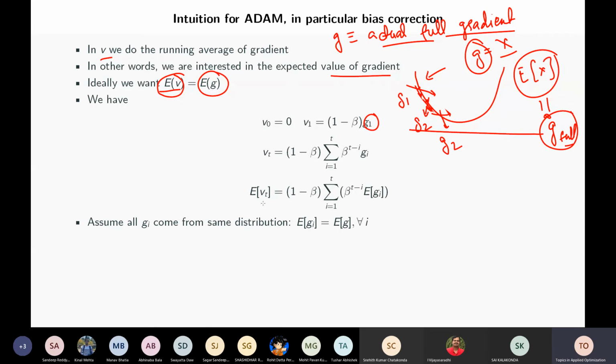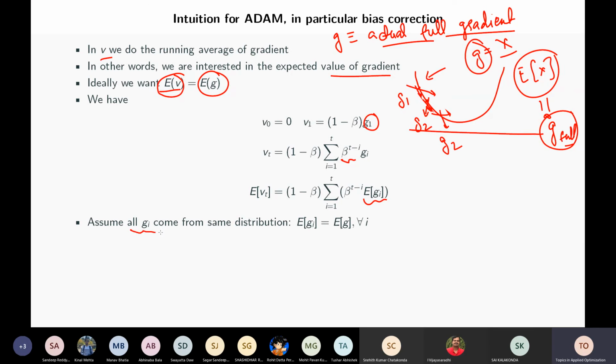And now we apply the expectation. So the expectation of Vt. The expectation of a constant is just a constant, so a constant just comes out of the expectation because of the linearity of expectation. Beta is also a constant, so that will also come out. So what you are left with is just this, because only G is the random variable here. So the expectation will apply on Gi.